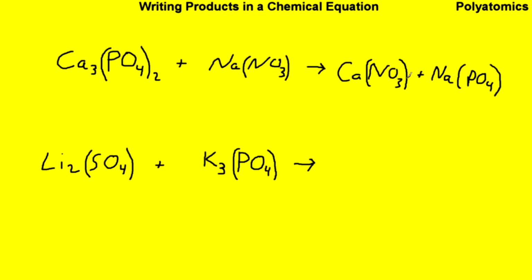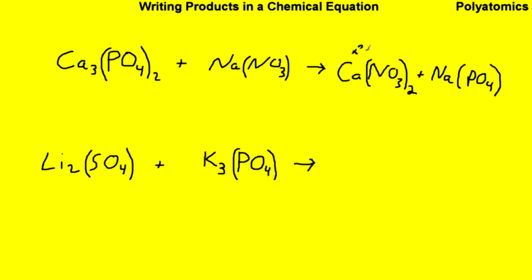Okay, so now we have to do our charges. The calcium is a +2, nitrate is -1, crisscross. This 2 is going to go on the outside of the parentheses. Don't put it on the inside or multiply by 3 or anything like that. This 1 is going to go here, but we don't write 1s. Okay, get rid of the charges.